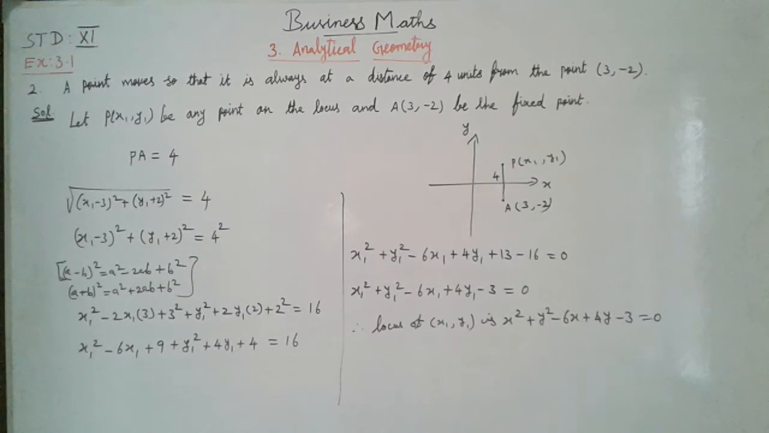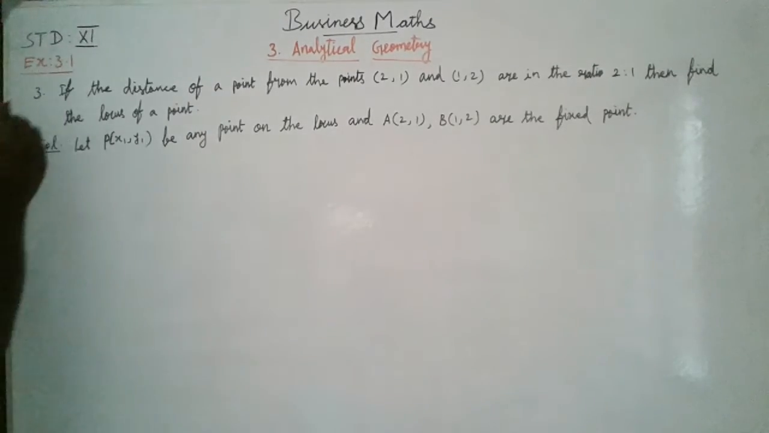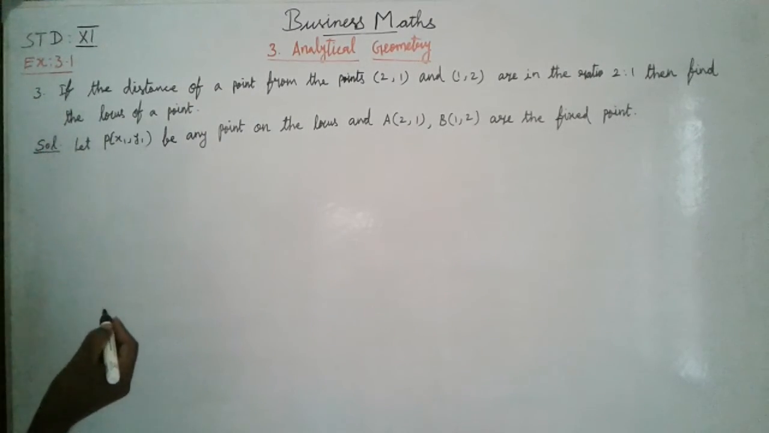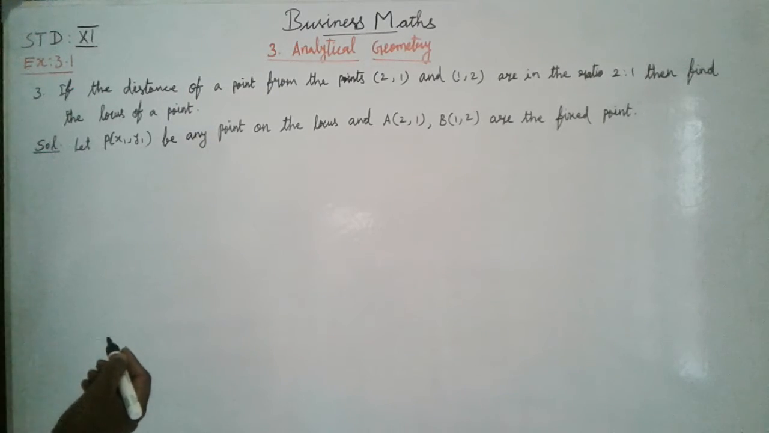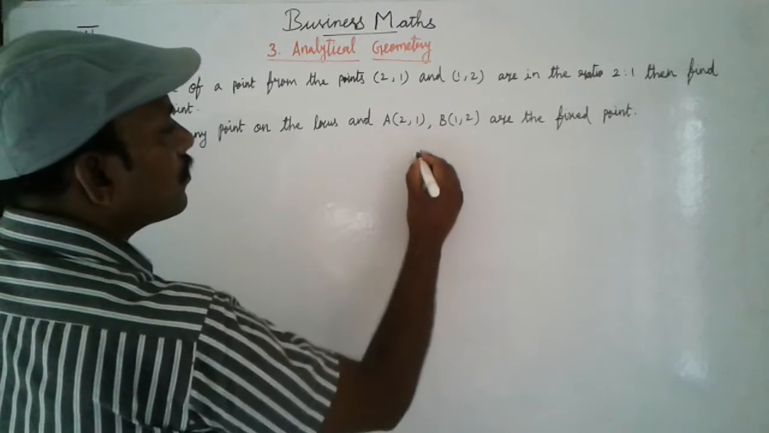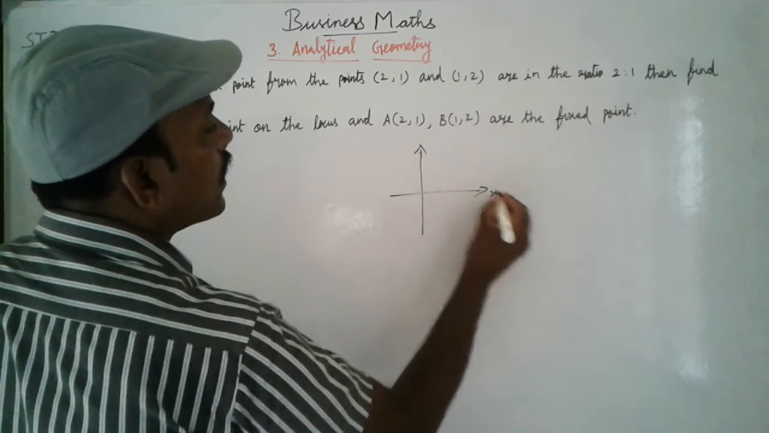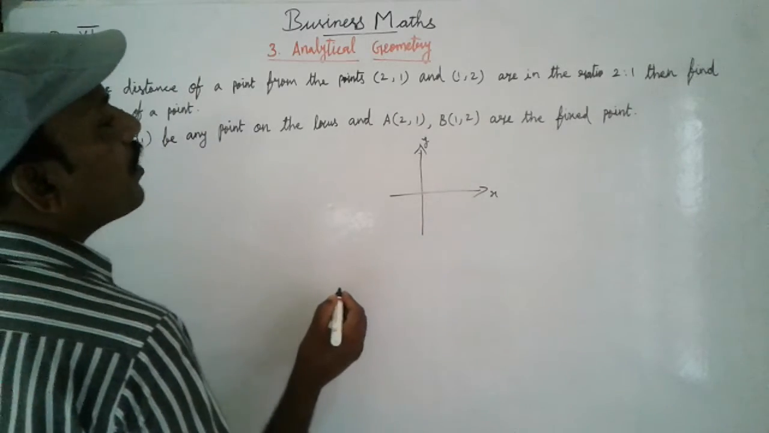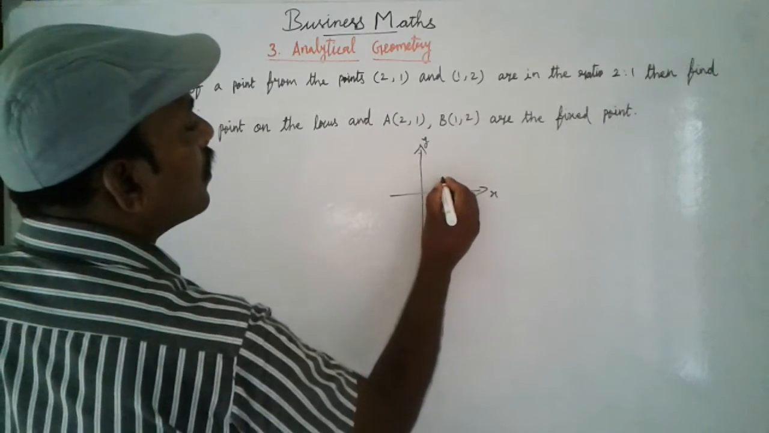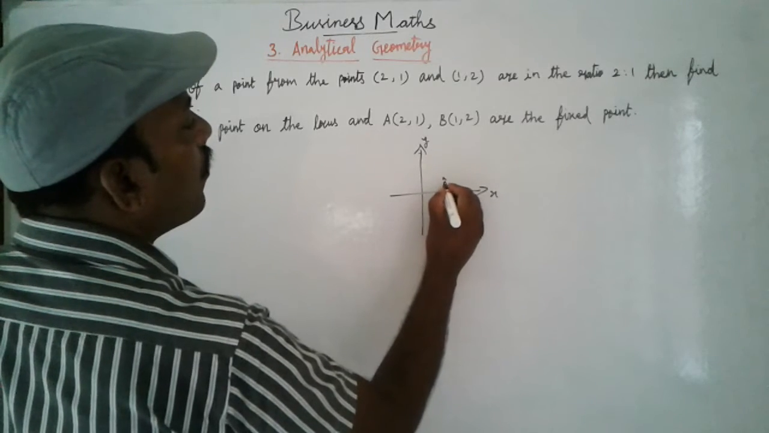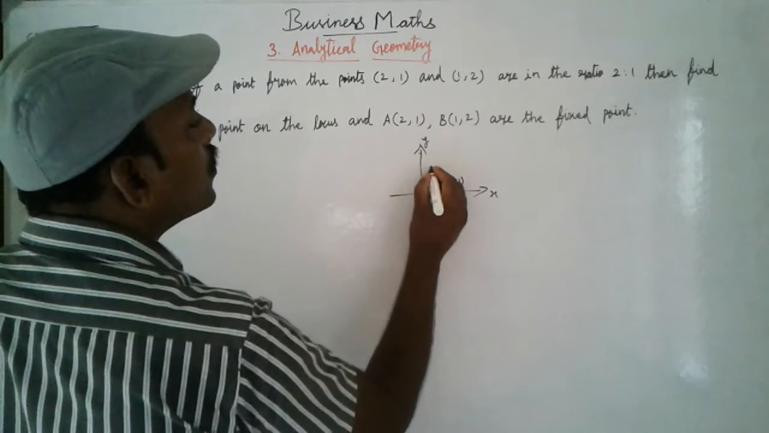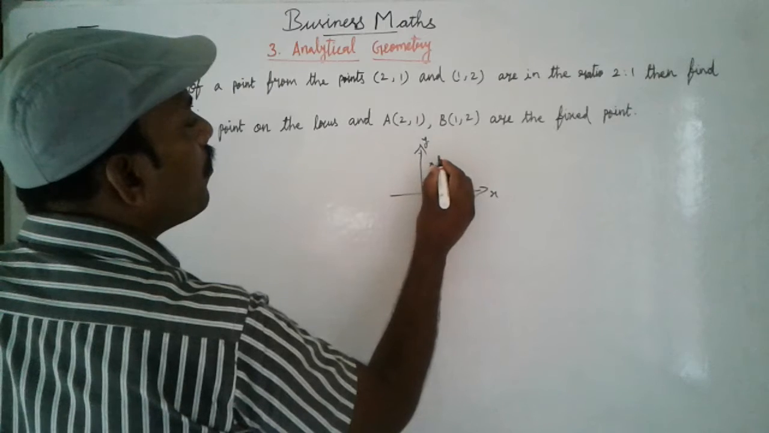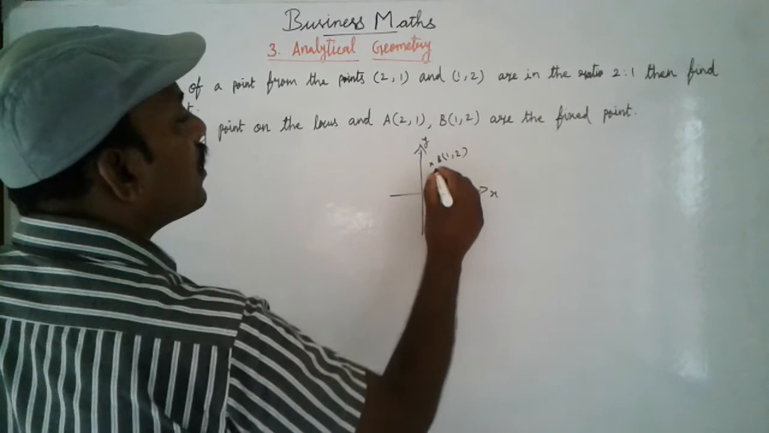Third sum: if the distances of a point from the points (2, 1) and (1, 2) are in the ratio 2:1, then find the locus of the point. We should take the x-axis and y-axis. The first point A is (2, 1), A of 2, 1. Next, another point is B of (1, 2).